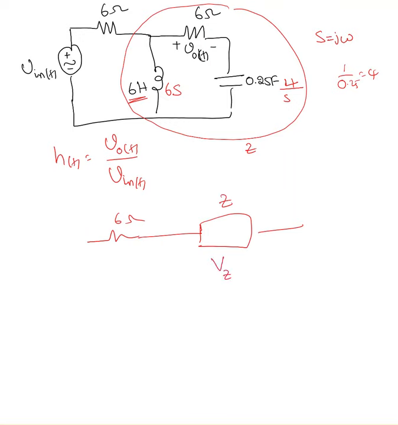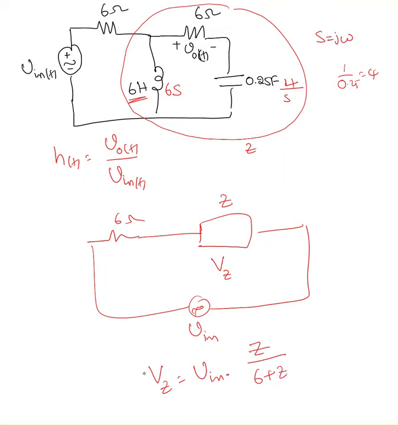What is the formula for V of Z? As long as we know V input, V of Z equals V input times the same impedance over total impedance. That is the formula to find the voltage across an impedance if they are in series. And here we can have more than one impedance in series, it doesn't matter. So this is the way I'm going to find it.